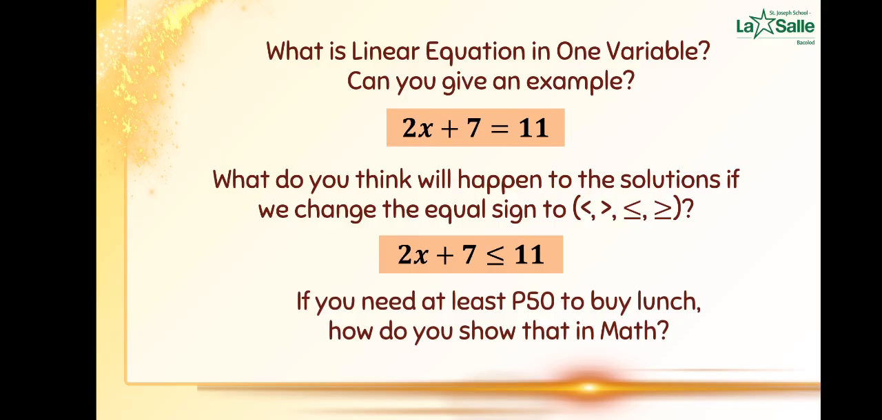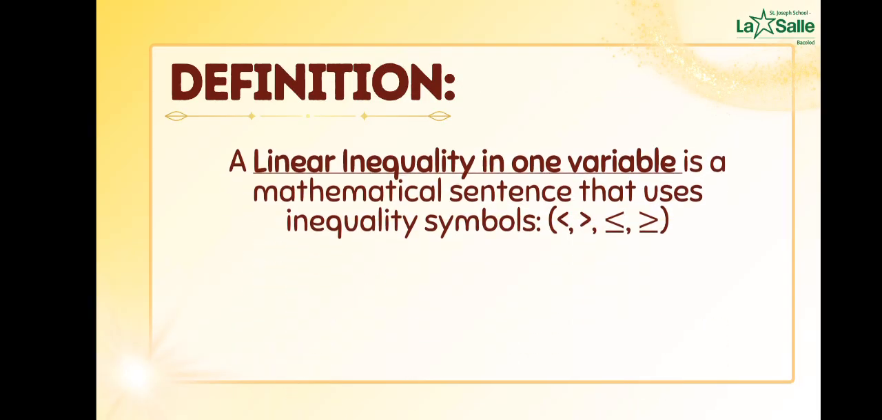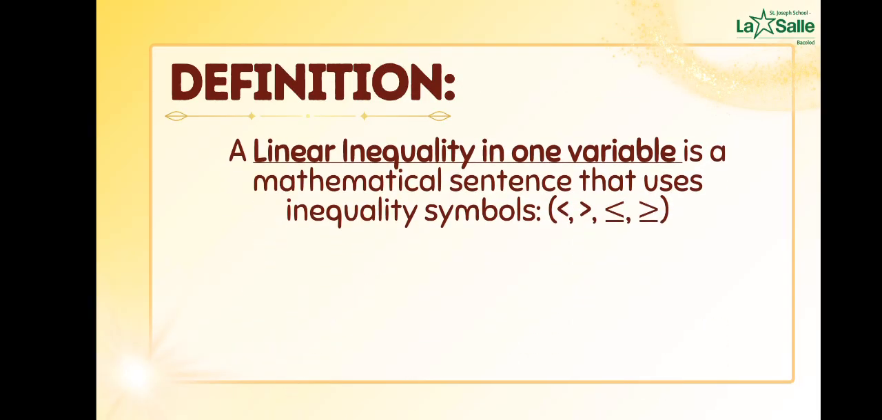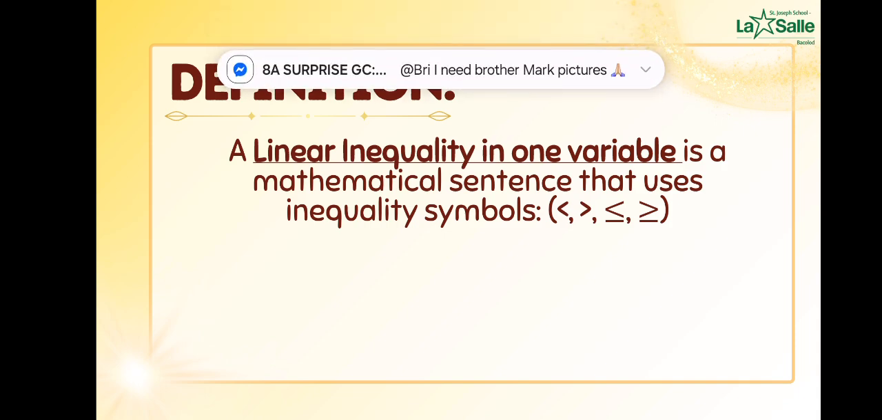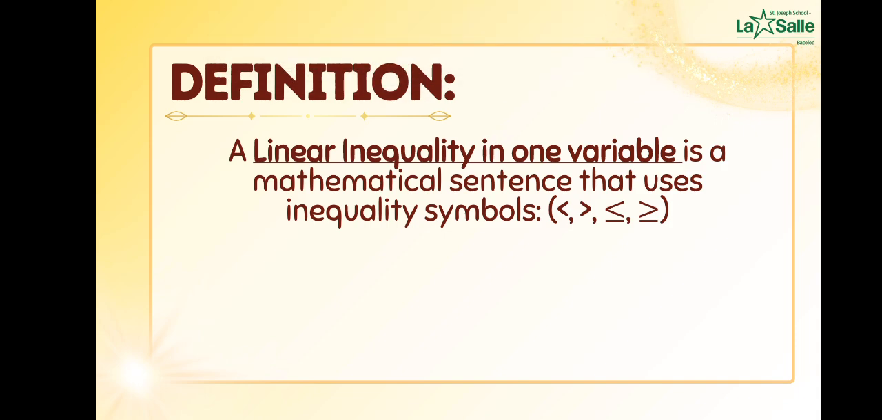If you need at least 50 pesos to buy lunch, how do you show that in math? This situation implies the use of inequality since we are using the words "at least 50 pesos." So let us now define. A linear inequality in one variable is a mathematical sentence that uses inequality symbols: less than, greater than, less than or equal to, and greater than or equal to.